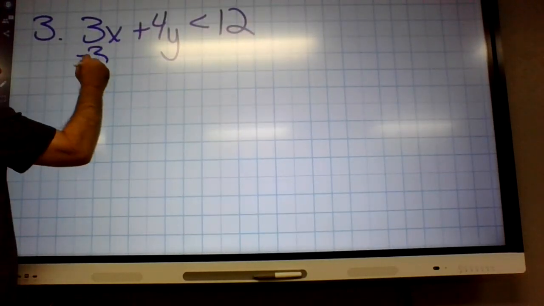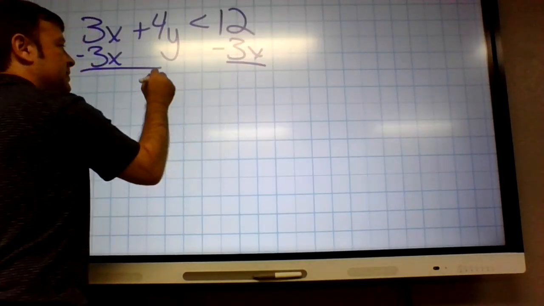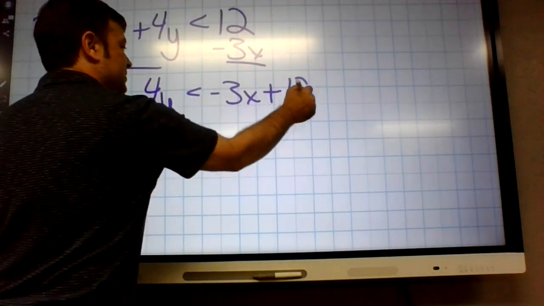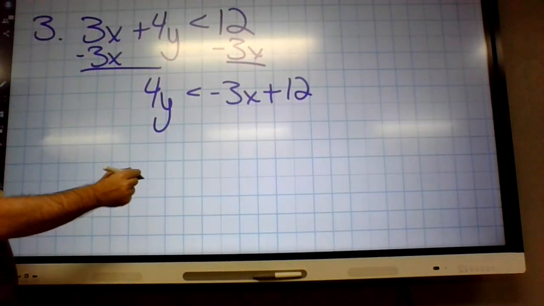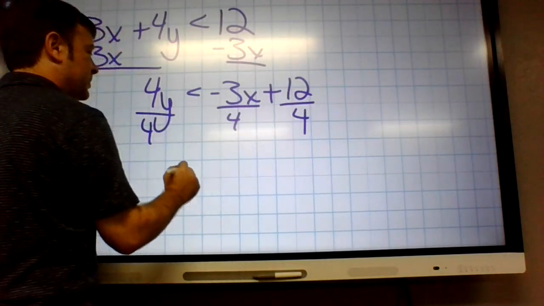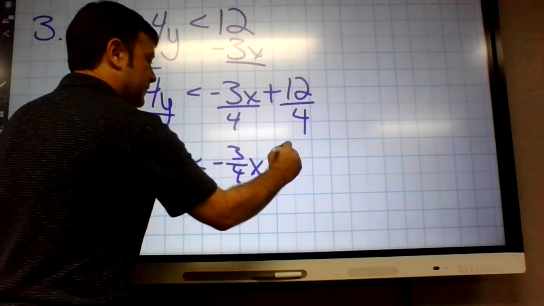Okay, what do we do first? Right, we want to change it to slope-intercept form. We want to get y by itself. So I'm going to subtract the 3x over to the right. Then I'm going to divide by 4. Every term needs to be divided by 4. 12 divided by 4.